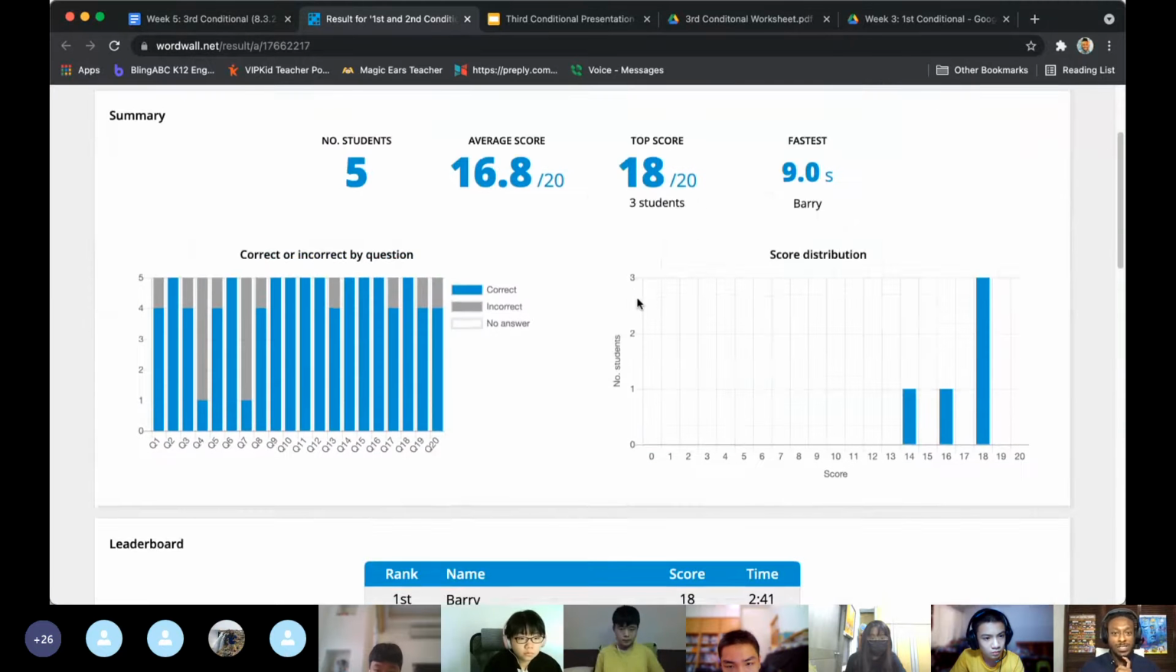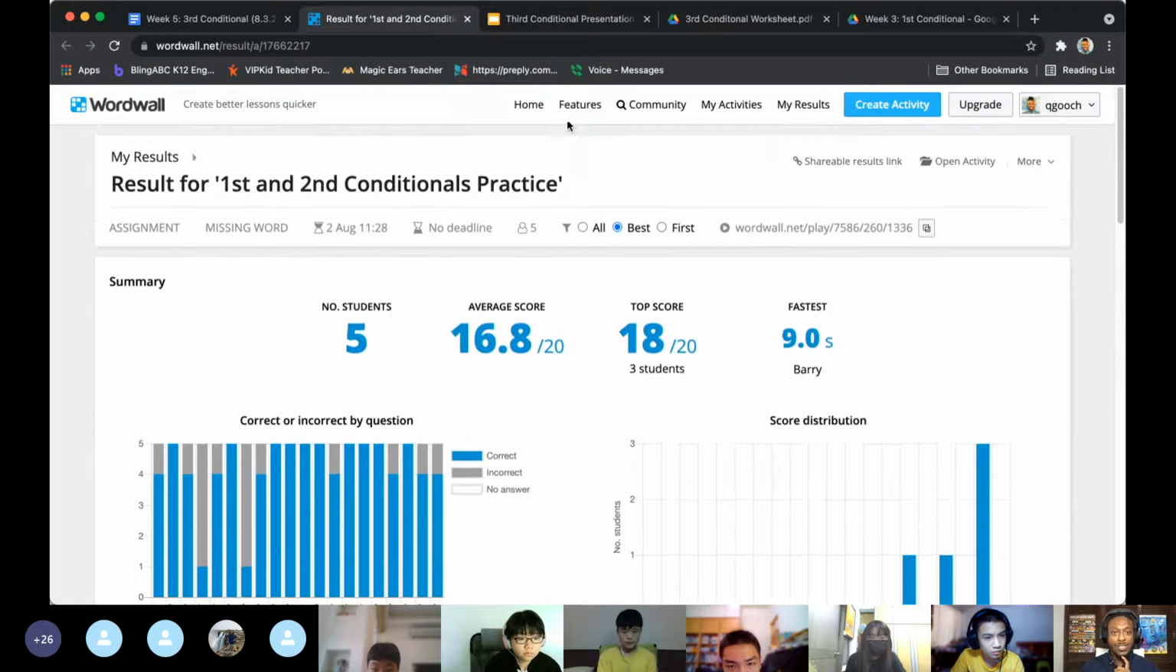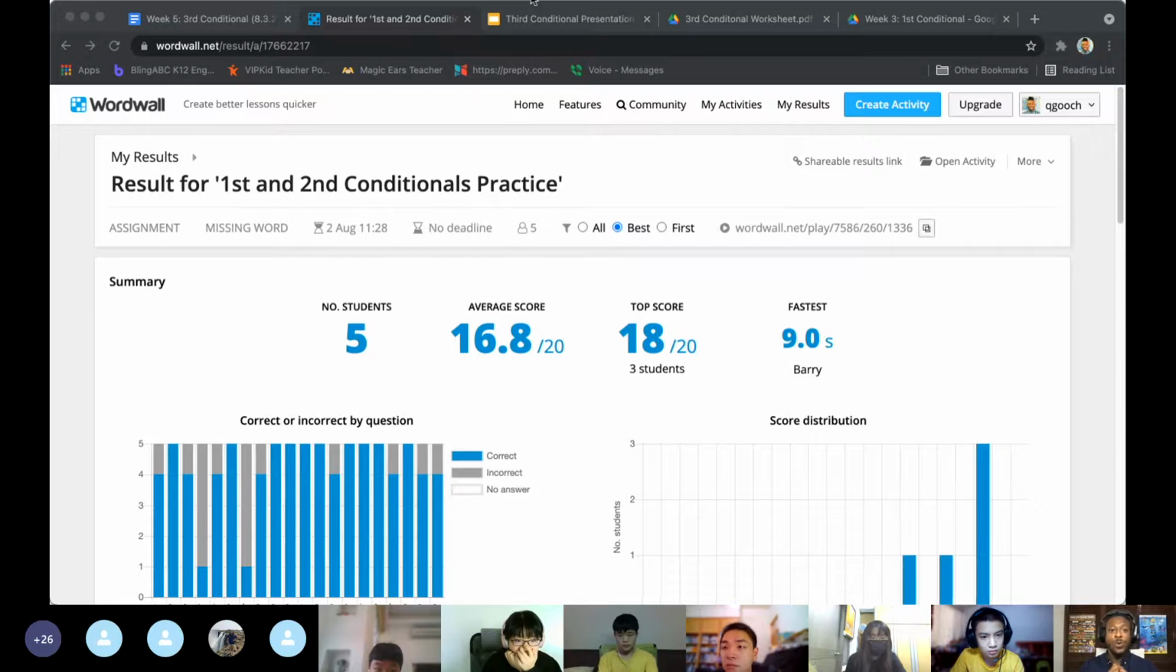That one was a little more difficult, with more questions, and the way that you were putting words into the blanks was a little bit more difficult. So definitely take a look at your results, because it will show you which ones you got wrong and right. Take a look at that after class and see what the correct answers would have been.